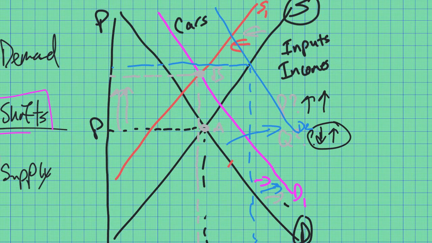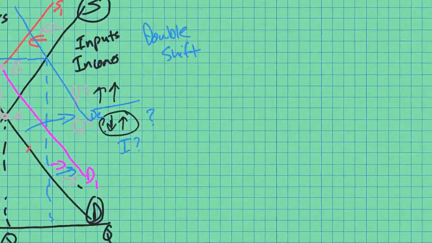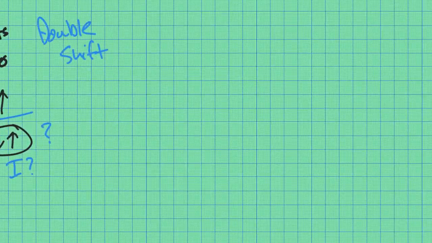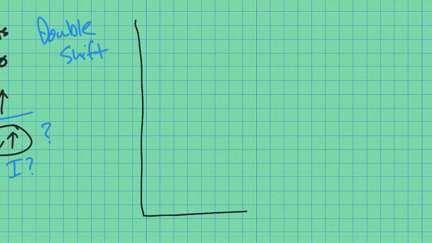And so in this example of this double shift, there's going to be one of these two things, either price or quantity, that we do not know. And so typically in economics, we say that it is indeterminate, right? Or it's unknown. So let's look at one more example just to show that we don't exactly know, when it double shifts, what is happening to price or to quantity.